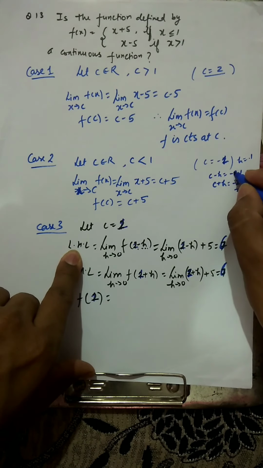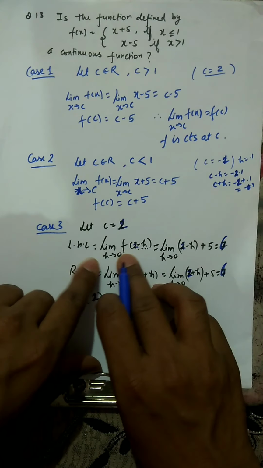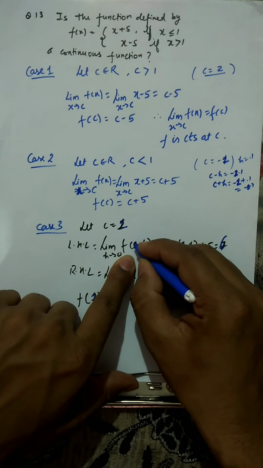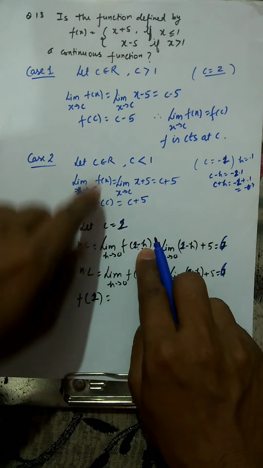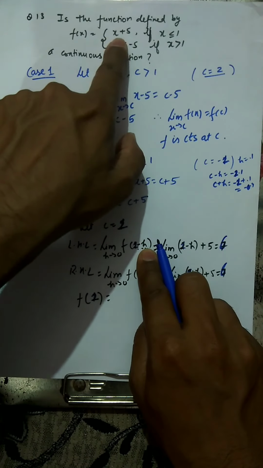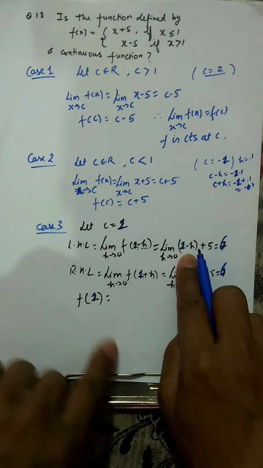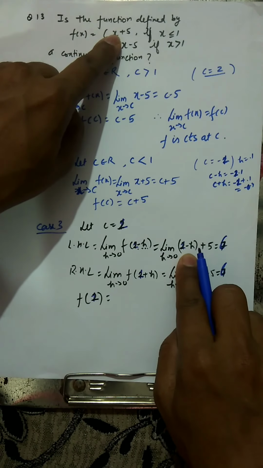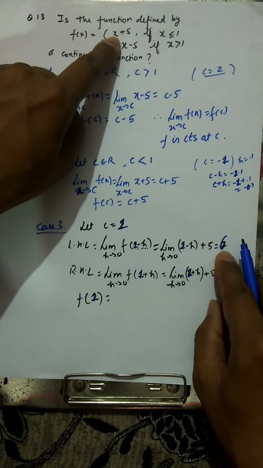If the left hand limit is, then h tends to 0. This is 1 minus h. So 1 minus h itself is less than 1. So for less than 1, you know the function is x plus 5. So for x less than 1, x should be replaced by 1 minus h. So here this is 1 minus h plus 5. Now put the value of h equal to 0, then it becomes 6.